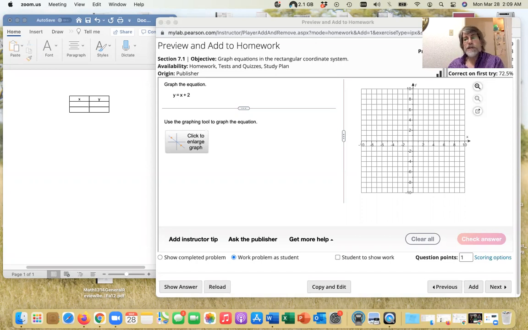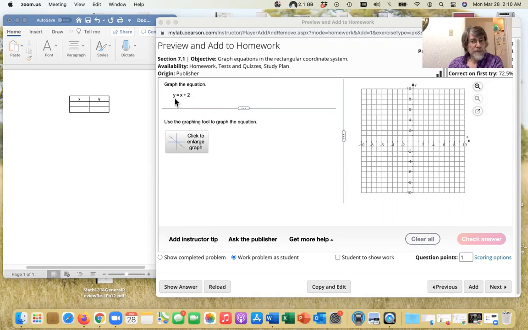I have a question here that I've pulled up from MyMathLab, and it asked me to graph the equation y equals x plus 2. Now, if you haven't studied lines before, you may not know this yet, but you will soon: any equation of the form y equals mx plus b, where m and b are real numbers, will give you a straight line as its graph. To draw a straight line, you only need to know 2 points.